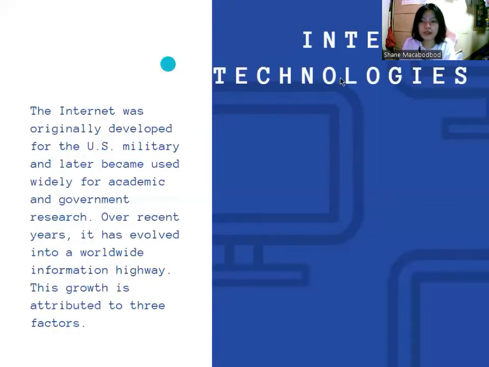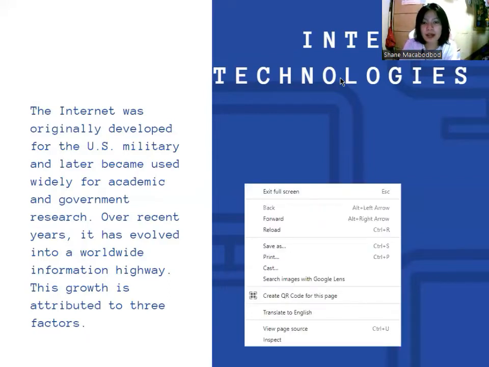So, internet technologies. The internet was originally developed for the US military and later became used widely for academic and government research. Over recent years, it has evolved into a worldwide information highway. This growth is attributed to three factors. So the internet became the domain of everyday people rather than just scientists and computer hackers.